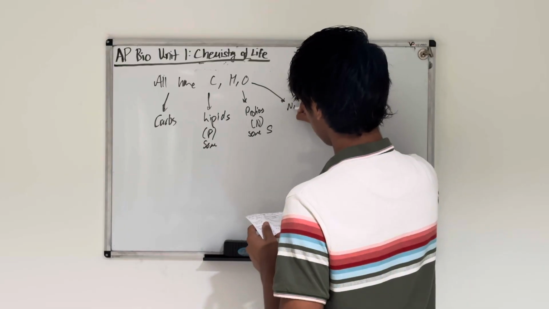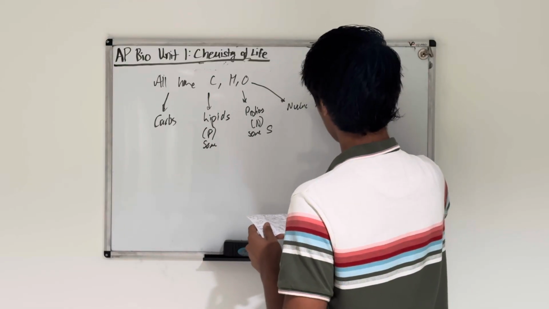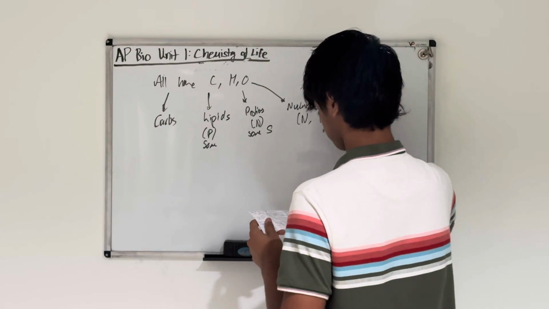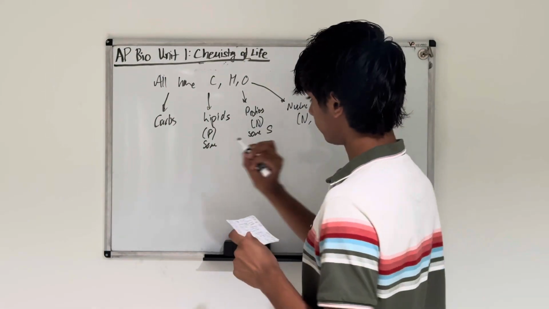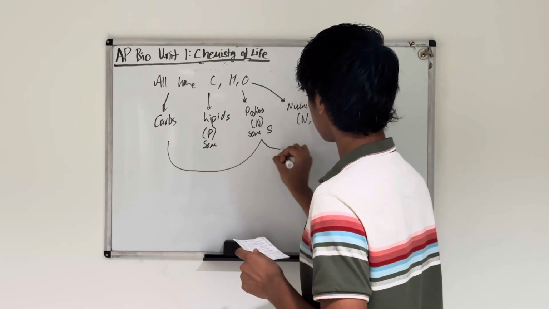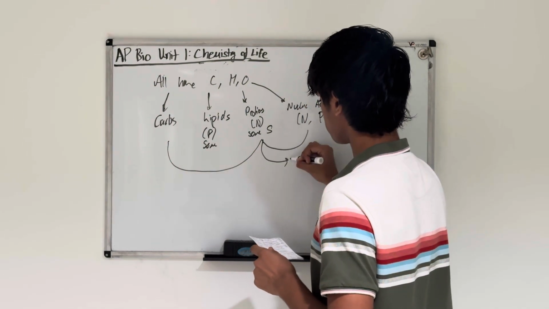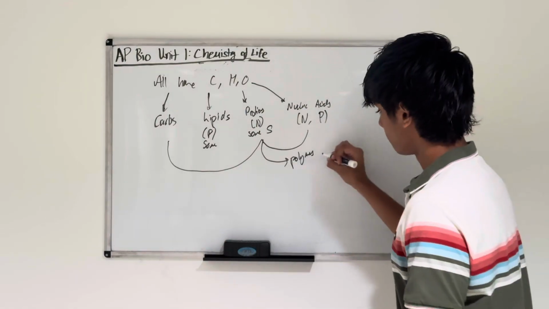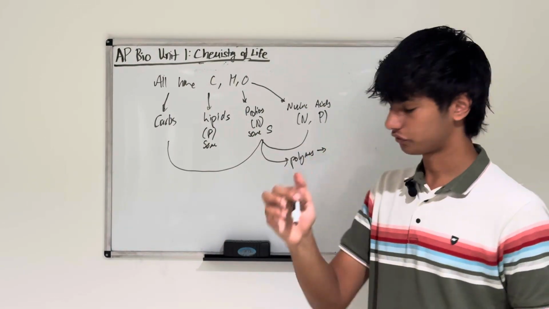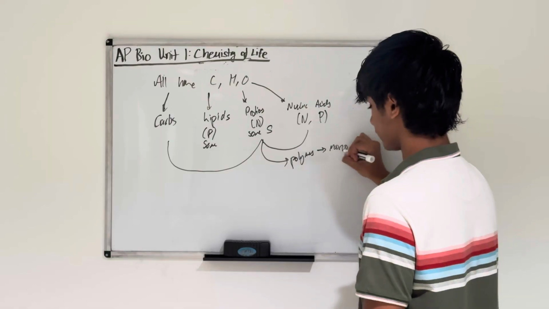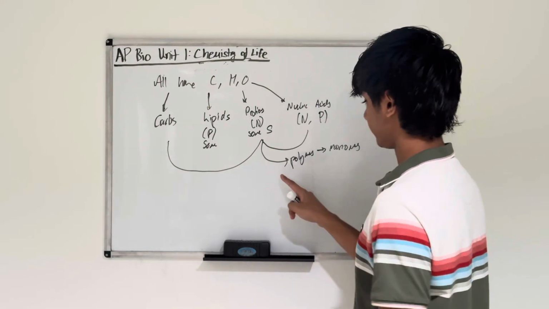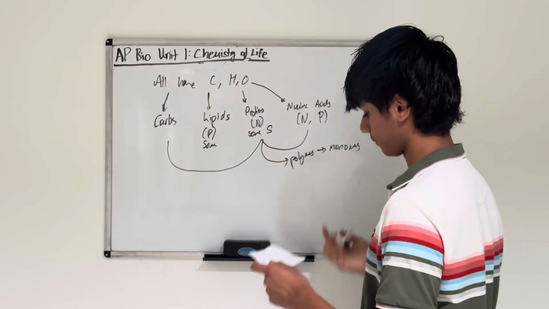And nucleic acids, which have a nitrogen and a phosphorus. And carbohydrates, proteins, and nucleic acids are all polymers, which basically means that they're long molecules made of smaller subsections called monomers. You can think of it like Legos. We have these Lego monomers, and when you combine them together, you get these polymers.